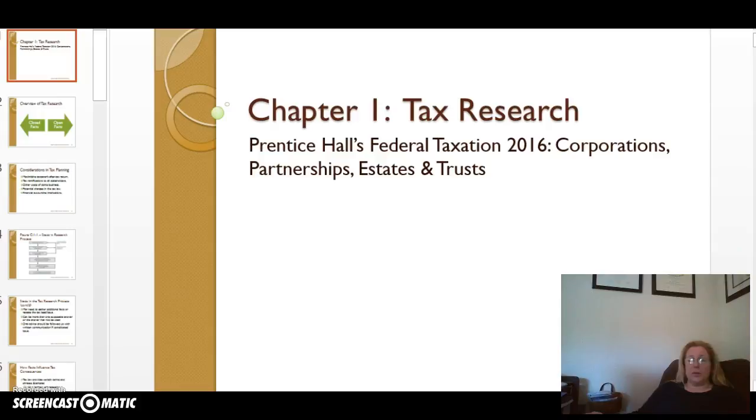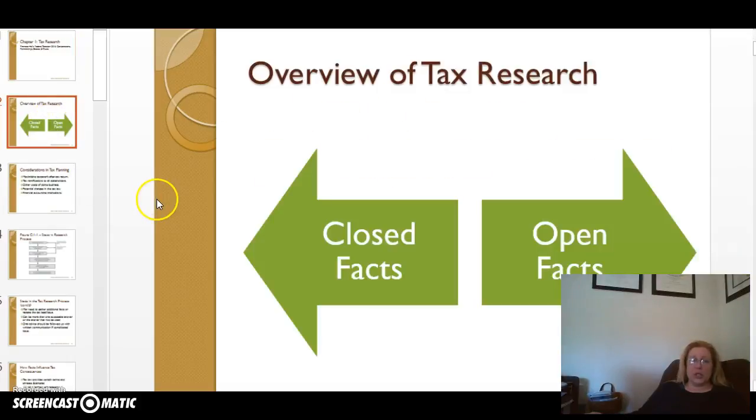So you may be confused by seeing chapter 1, 2, and 3, but just make note that it is the corporate chapters, okay, not the individual chapters. So the book is divided into 2 parts. So week 4, we're going to start to explore taxation of corporations. We're going to begin by exploring tax research. Chapter 1 starts the coverage of tax research.